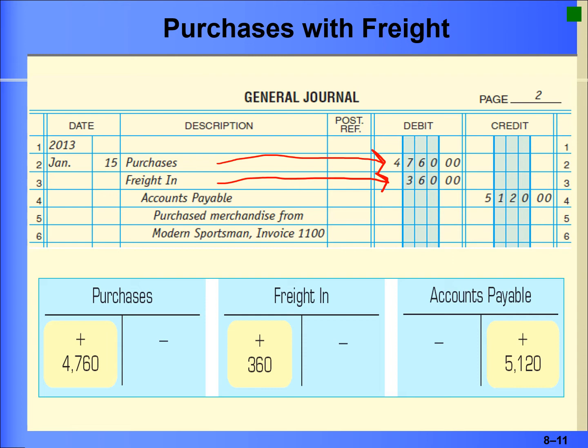So notice the purchases is a separate account from the freight. And even though all this is considered inventory, you still keep it separate. It helps you keep track of what the purchases of just the inventory are versus what the shipping cost is.